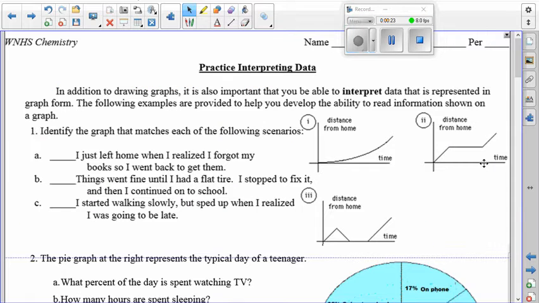So we're looking at this worksheet right here. This is below the video if you're on Schoology. All right, so practice interpreting the data. So here's a question I could ask you on your quiz tomorrow. Identify the graph that matches each of the following scenarios. Like, okay, so I got 1, 2, 3 graphs. They have distance from home and time.